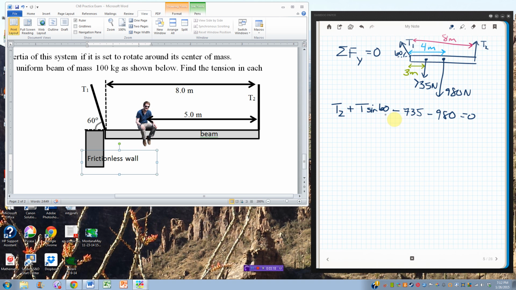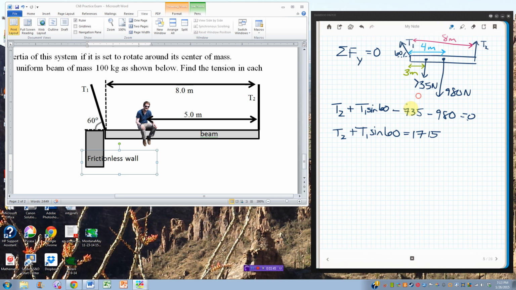Okay. I'm just gonna leave that for now. Actually, I'm gonna put those two together. So what I have is T2 plus T1, oops, forgot to put a one on that one, sine 60 basically equals, I'm going to move these two to the other side, 1715. Okay, so there's an equation.